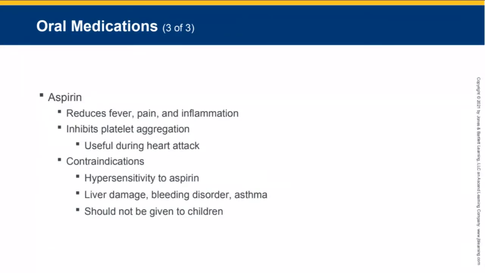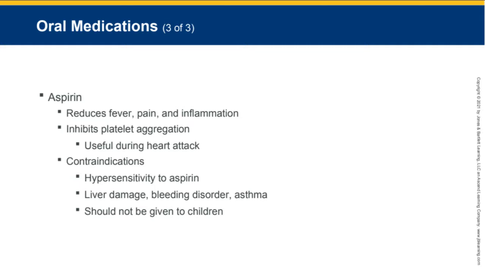Aspirin. Aspirin is used to reduce fever, pain, and inflammation. It inhibits platelet aggregation, that is the clumping together of platelets, which can cause clots, which worsens a suspected myocardial infarction. So it is very useful to give aspirin during a potential heart attack.